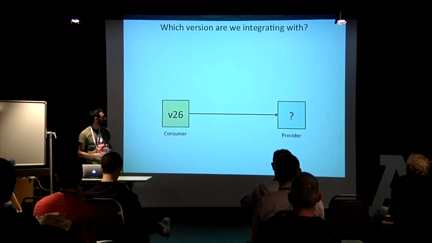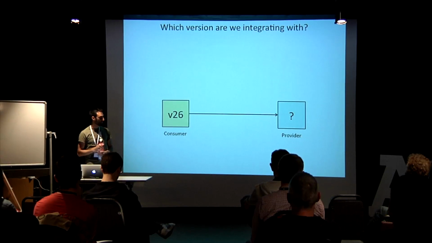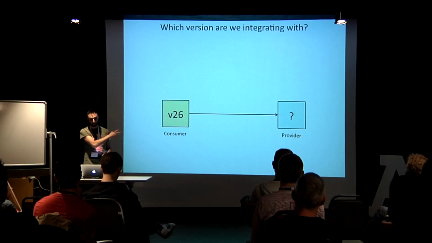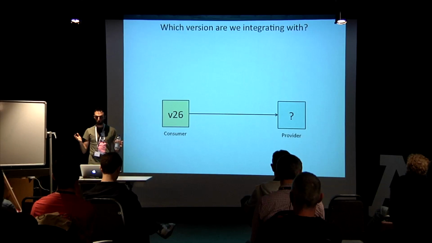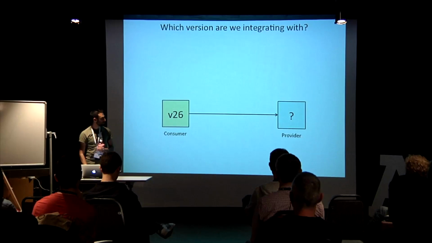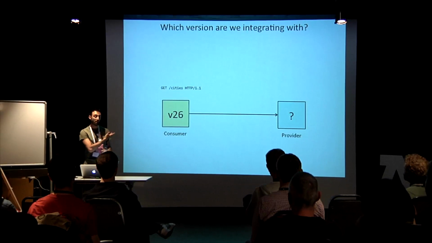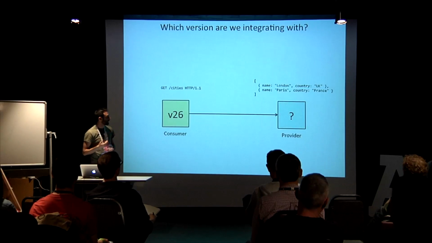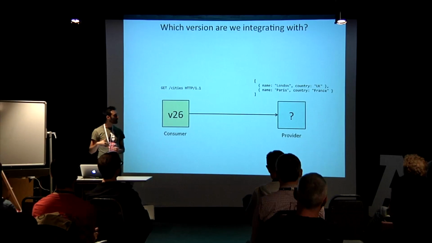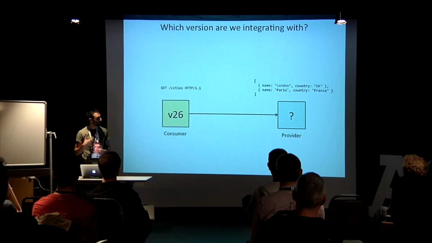We took a step back and thought about this in more general terms. Here we had a consumer, version 26, and some version of the provider unknown to us. An example of the interaction we might have is that we make an HTTP call to get cities, and the provider might return some JSON here. This is a JSON array of city objects, where there's a name for the city and a country for each city.